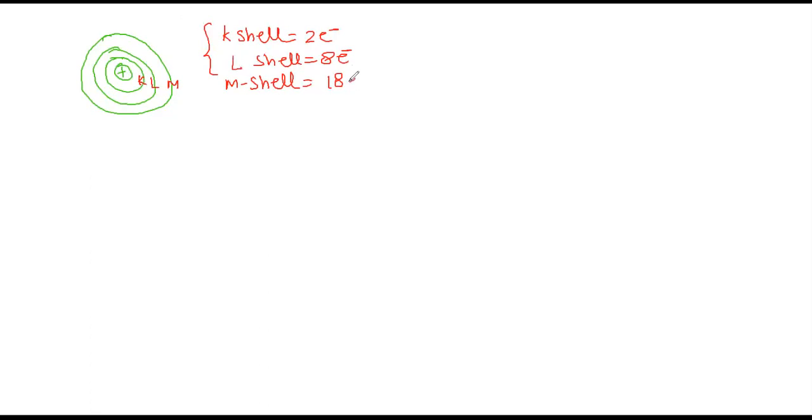M cell containing 18 electrons. Now the second rule: remember how whenever we fill the electrons in the different cells, because we know that the proton and neutron are present in the nucleus, and electrons are present in the different cells. Just we have taken the example.